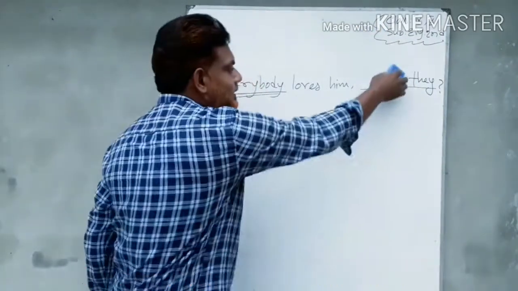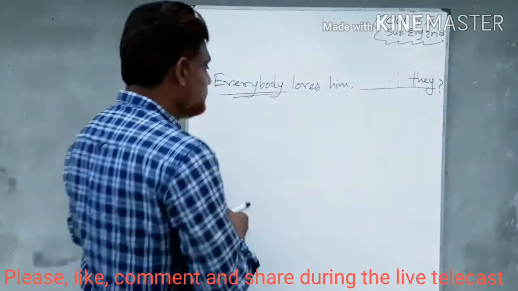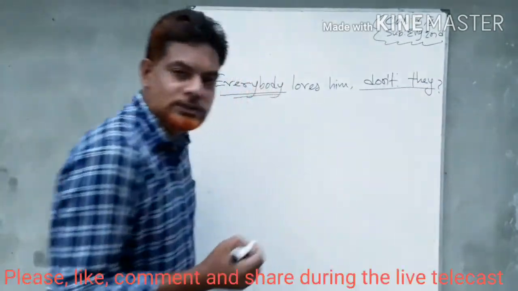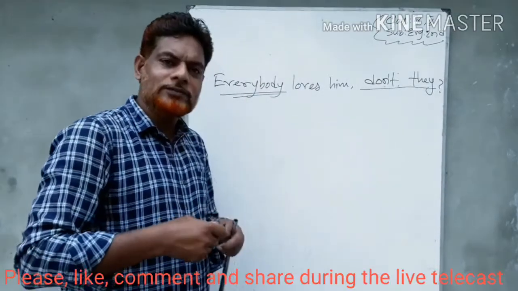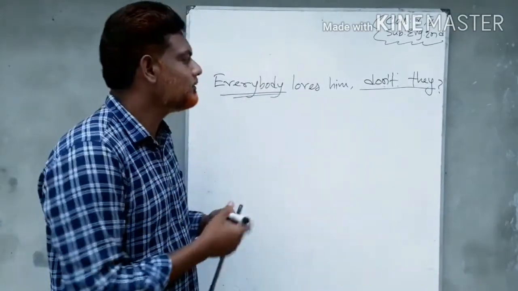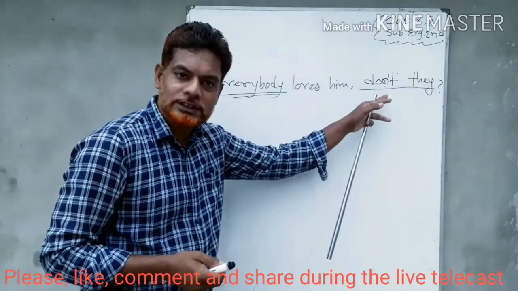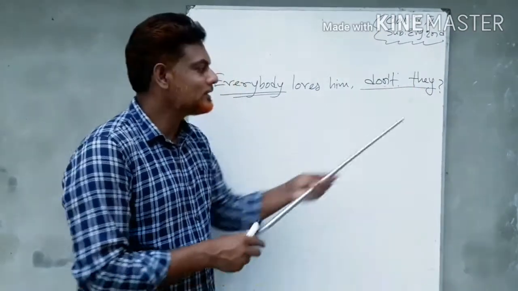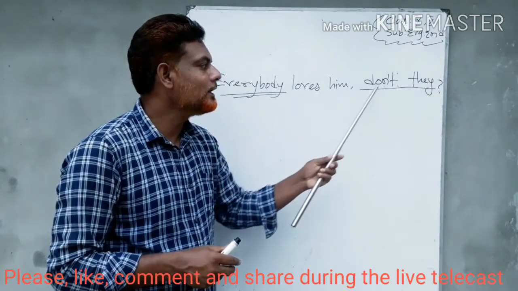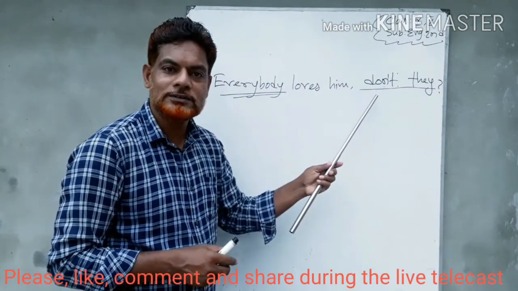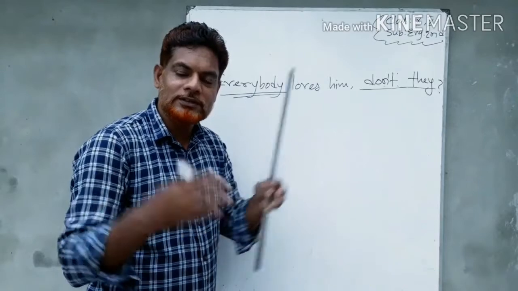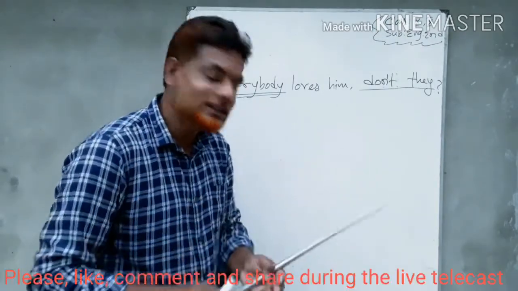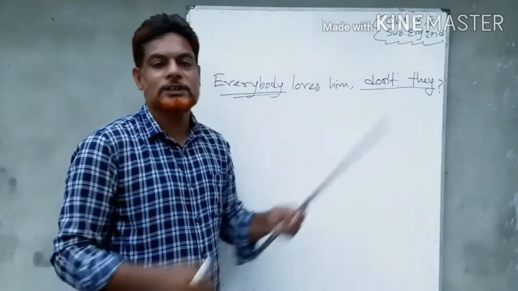We have to correct it and we have to write don't they. I think you have understood why I have written don't here. Why? Because the subject is they. If the subject is they, doesn't is not appropriate. For they, do is appropriate. That's why we have to use don't they.